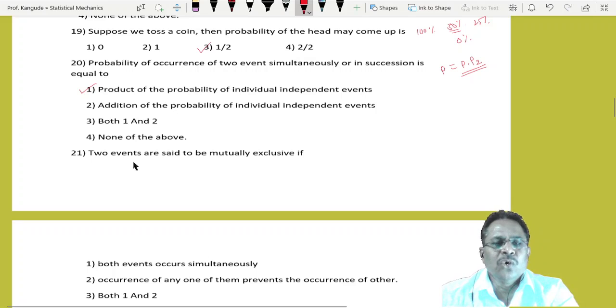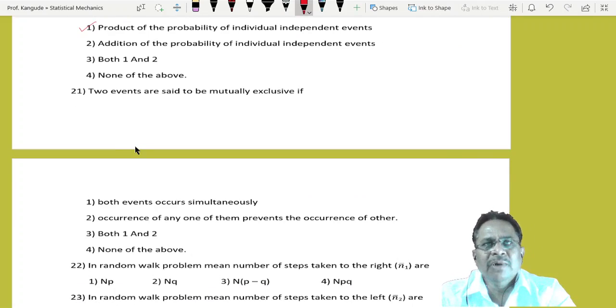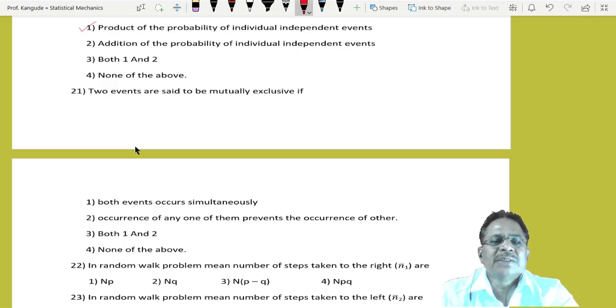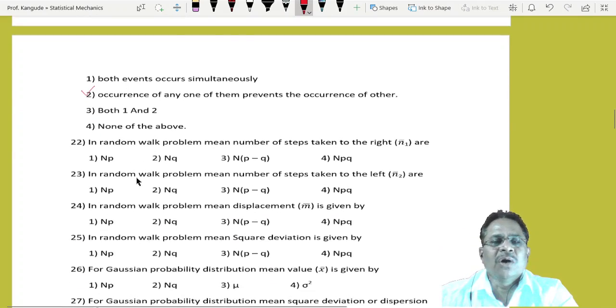Then question number 21. Two events are said to be mutually exclusive. That means if one event occurs, the second will not occur. For example, head and tail. If I toss a coin and head comes, there is no chance that tail will come, or if tail comes then head will not come. That type of case is called mutually exclusive events. So two events are mutually exclusive if, when one occurs, the occurrence of the other is prevented. Option 3 is both 1 and 2, and option 4 is none of the above. So option 2 is the correct option for question number 21, which tells you that the occurrence of one event prevents the occurrence of the second one.